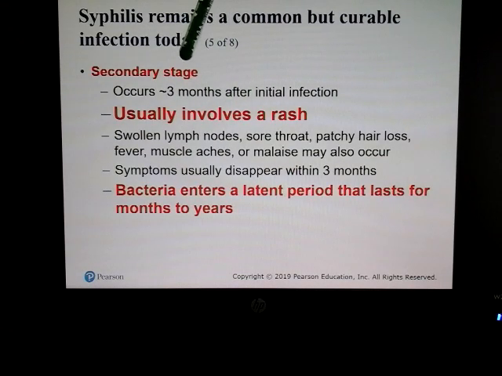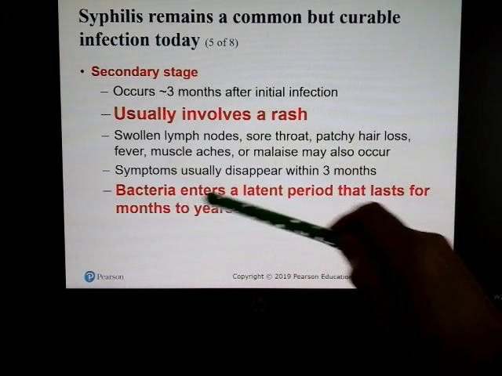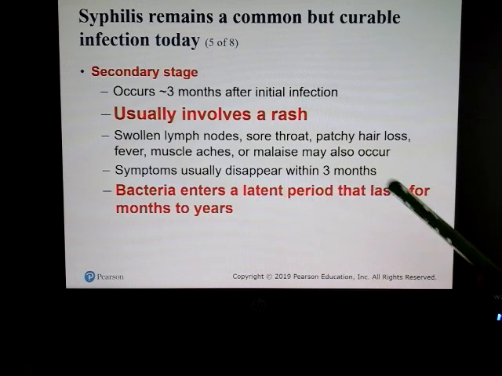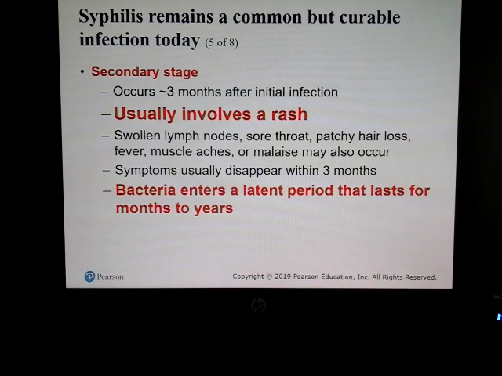In the secondary stage, usually involves a rash. Bacteria enters a latent period that lasts for months to years. So it's crazy, guys. The chancre goes away, and all of a sudden you get a rash about 3 months later or so.